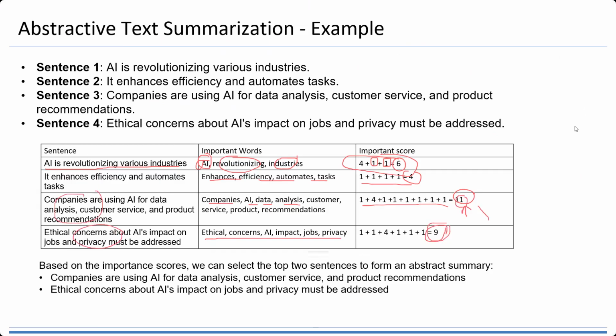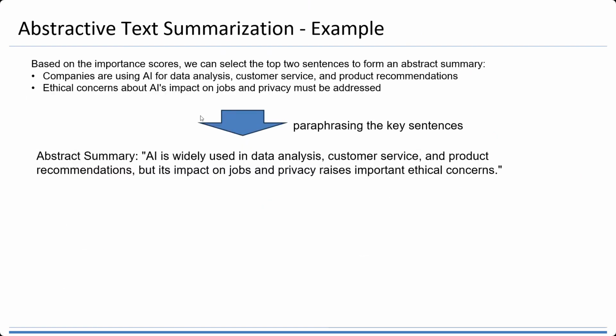After we have these 2 sentences, we can paraphrase. You know what paraphrase is? We change the words, but the meaning is still the same. We paraphrase the key sentences, so the abstractive summary will be a new text like this one. This is an example: AI is widely used in data analysis, customer service, and product recommendation, but its impact on jobs and privacy raises important ethical concerns. This is one example of abstractive text summarization.